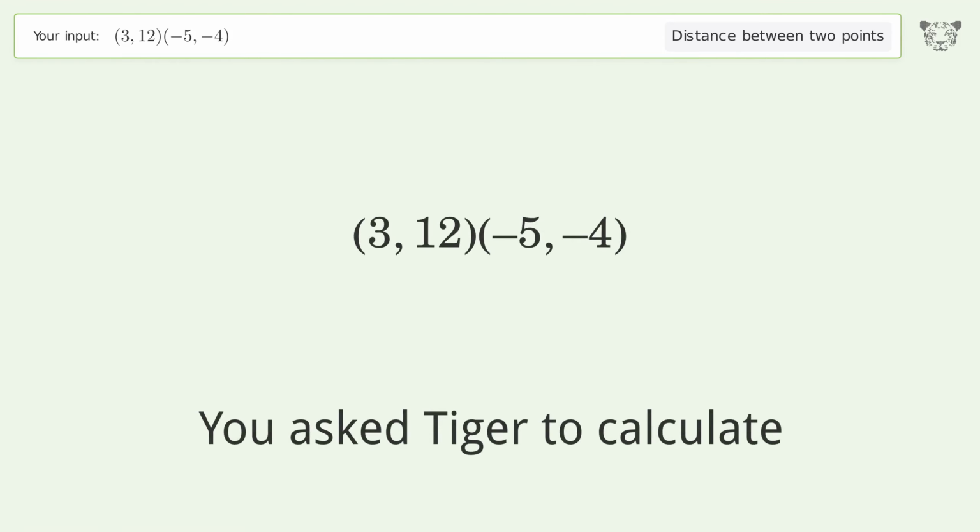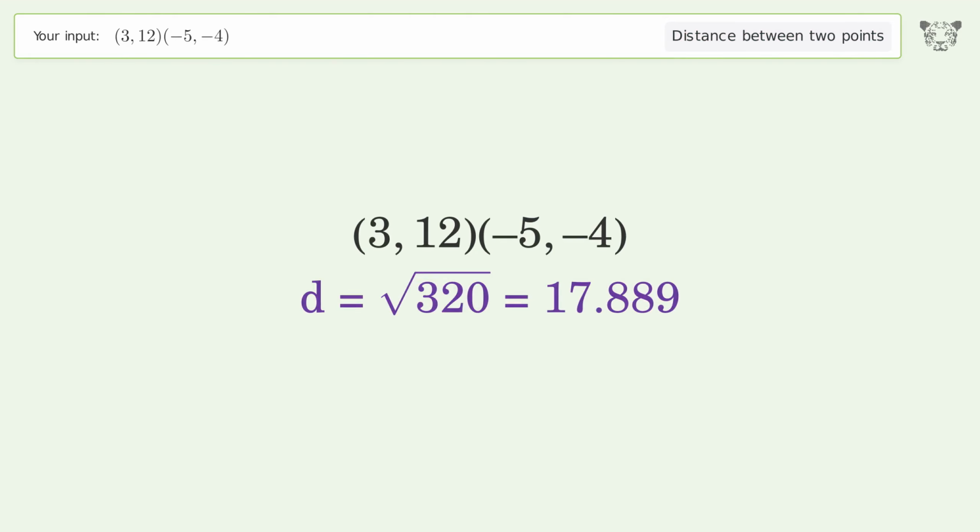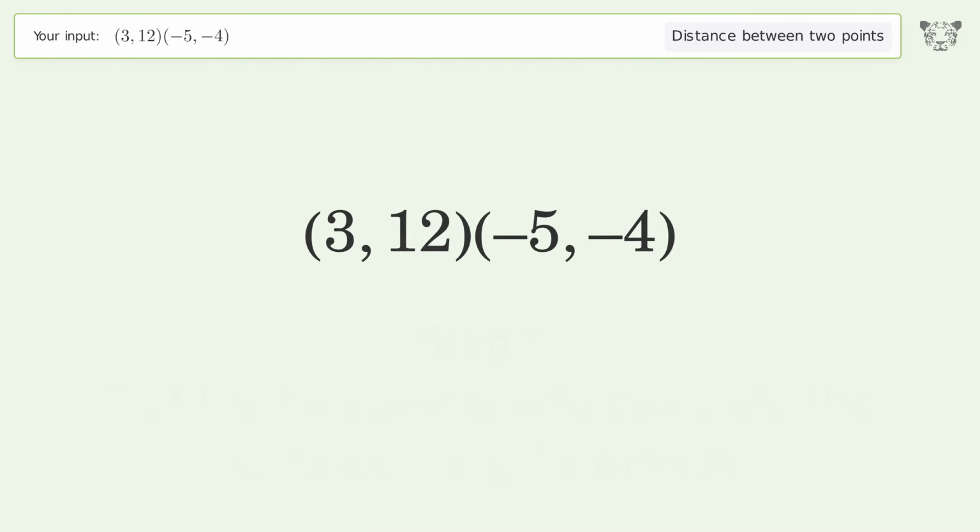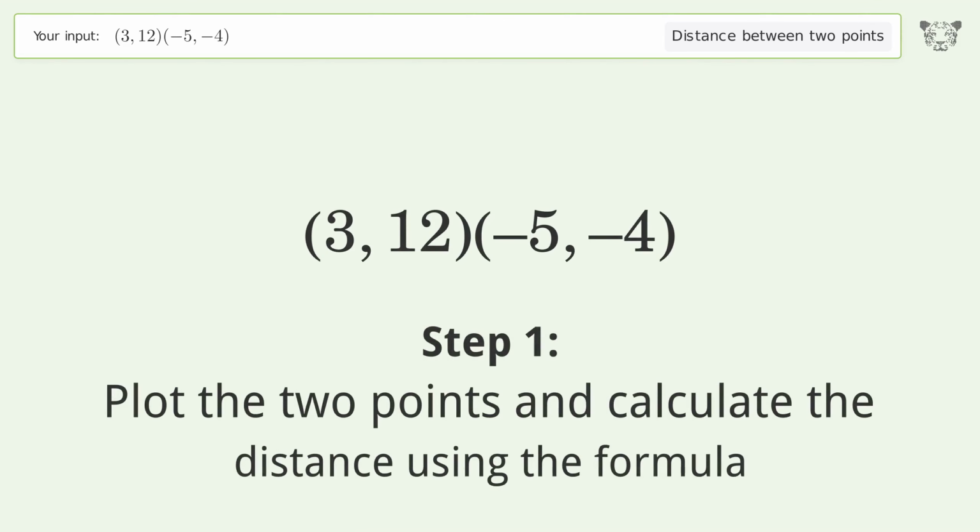You ask to calculate the distance between 2 points. The distance between the 2 points is the square root of 320, or 17.889. Let's solve it step by step. Plot the 2 points and calculate the distance using the formula.